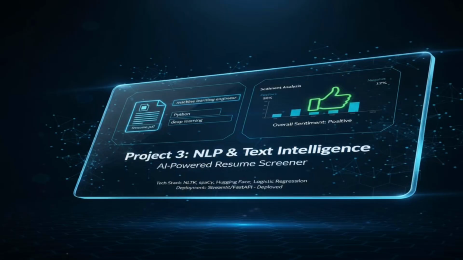The third project could be NLP and text intelligence. It could be an AI powered resume screener or sentiment analyzer. Now, in this, you can build a tool that takes resumes or text and analyzes them. You can use TF-IDF and transformer models like BERT. The tech stack for this could be NLP libraries like NLTK, spaCy, and Hugging Face. Or you can use logistic regression or transformer models for modeling the data set.